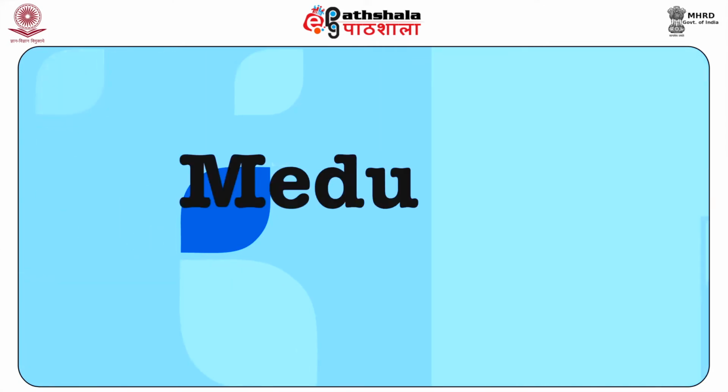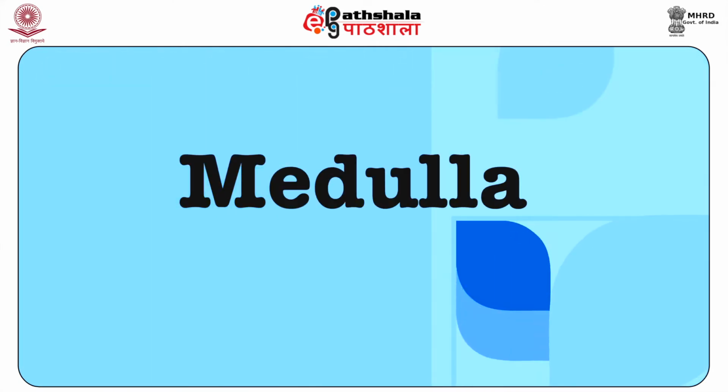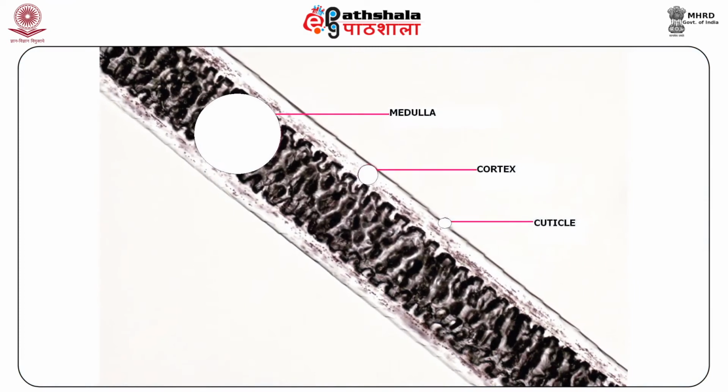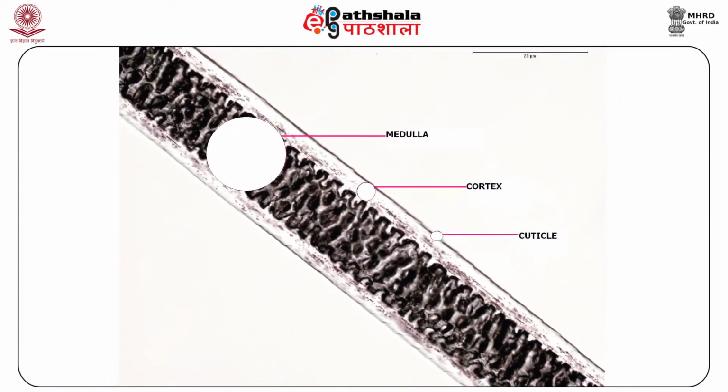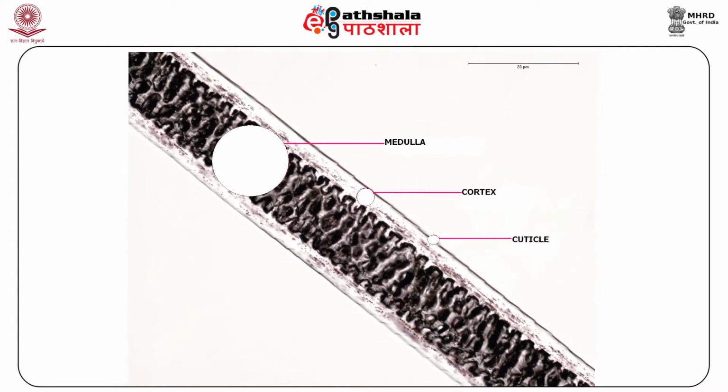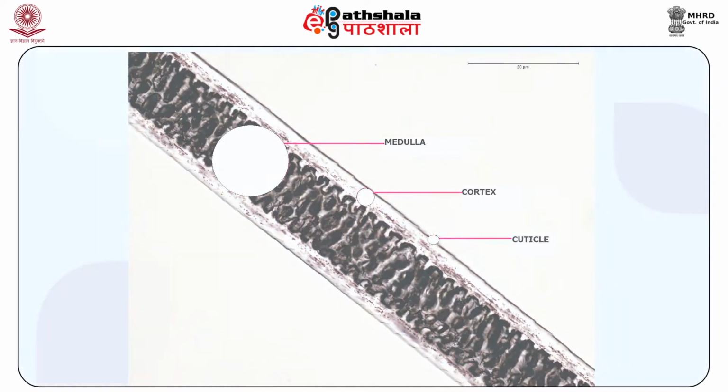The next part of the hair is medulla, a collection of cells which runs through the center of the hair and gives a canal-like appearance. Medulla is one of the predominating features in the animals. They can occupy even more than half of the hair's diameter.